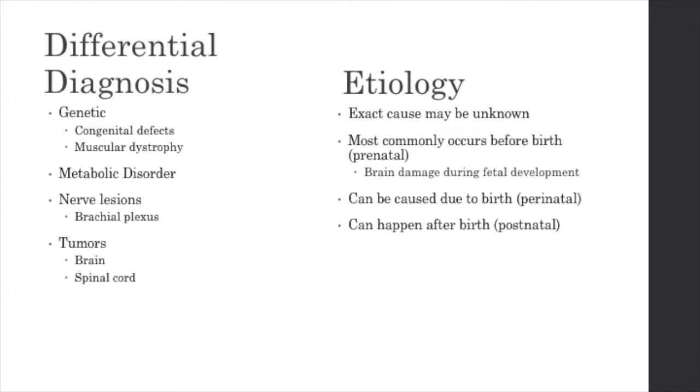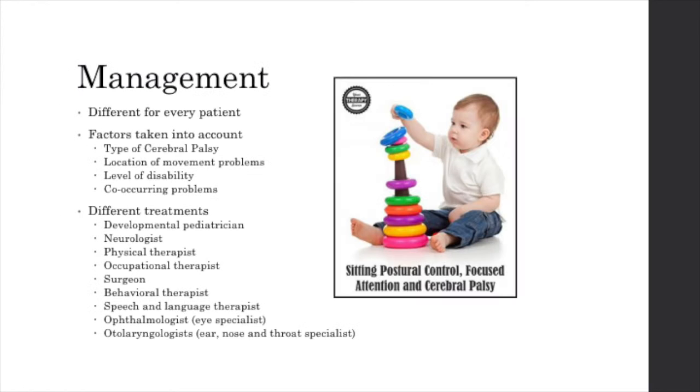Differential diagnoses can be genetic, as in congenital defects or muscular dystrophy, metabolic disorders, nerve lesions, or tumors in the brain or spinal cord. The exact cause of CP may be unknown. It most commonly occurs before birth, which means the brain damage happens during fetal development. This damage can be due to the birthing process or can occur after birth.